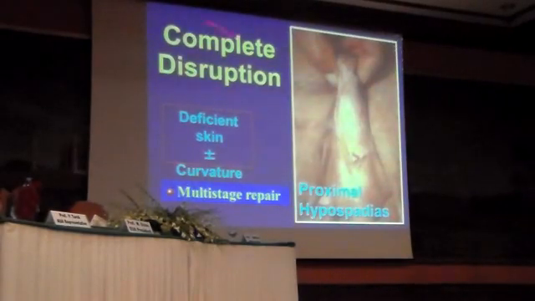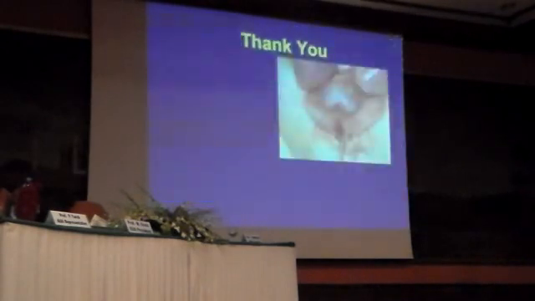The last thing is complete disruption. You lose everything. You come again, and by complete destruction, I mean there is deficient skin, you get curvature, and this is an example: everything is lost, a scarred urethra, you don't have skin, and you have a problem. And the only solution is the multi-stage procedure. You come again and put a buccal mucosa graft and do it in multiple stages.